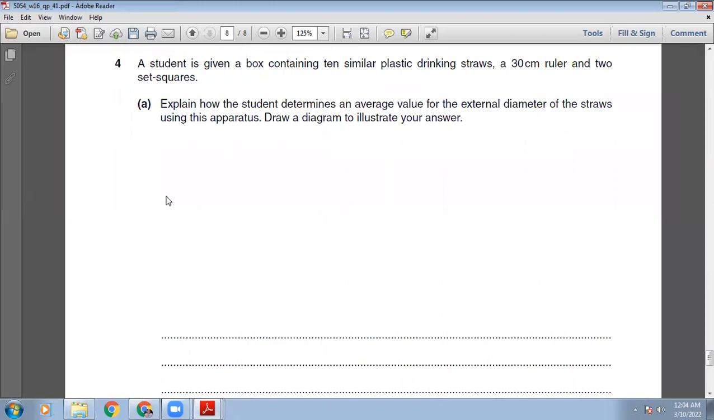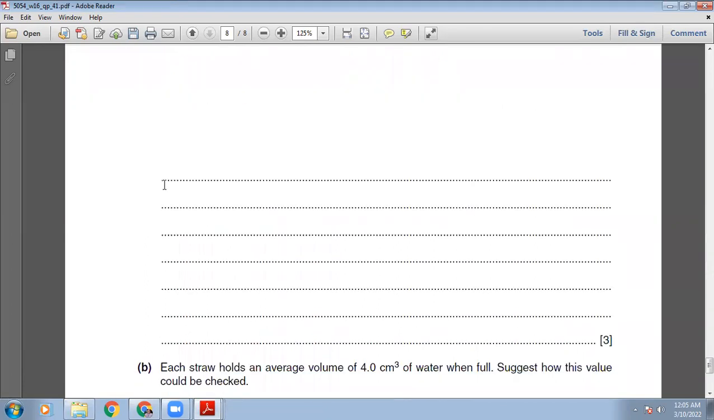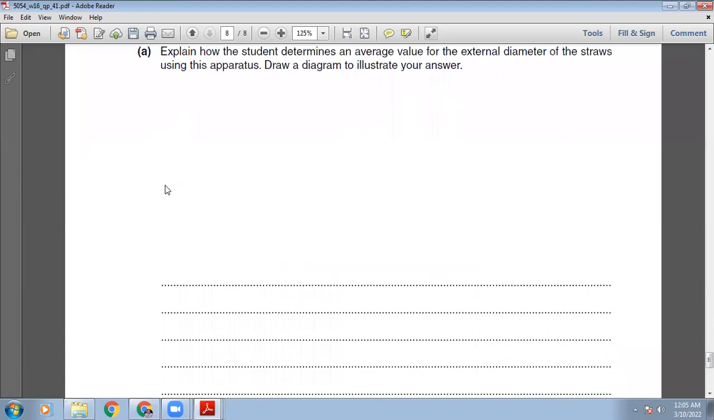A student is given a box containing 10 similar plastic drinking straws, a 30 centimeter ruler, and 2 set squares. Explain how the student determines an average value for the external diameter of the straws using this apparatus. Draw a diagram to illustrate your answer. It's a 3-mark question, very simple.